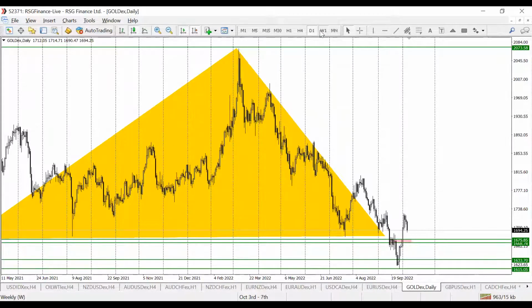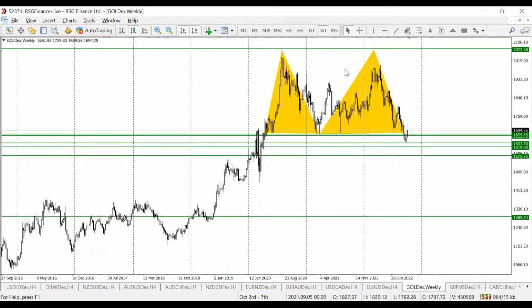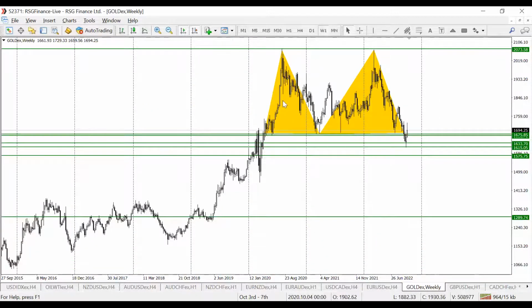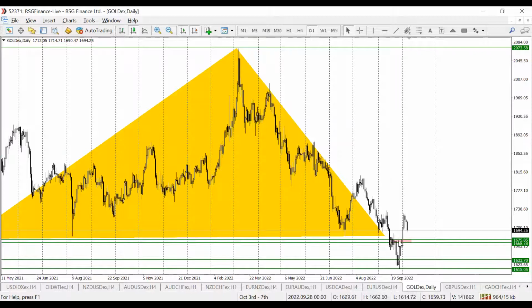Gold is pretty much a bit dicey, so I will be watching it. I won't just jump right in and start selling on gold. The reason is simple. We had a double top pattern. Let me take you to the weekly chart. So we had a double top pattern, and the neckline was seen at the 1675.85 level. Now take a look at what happened here.